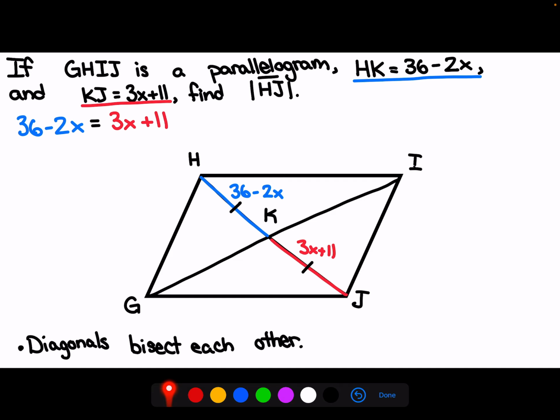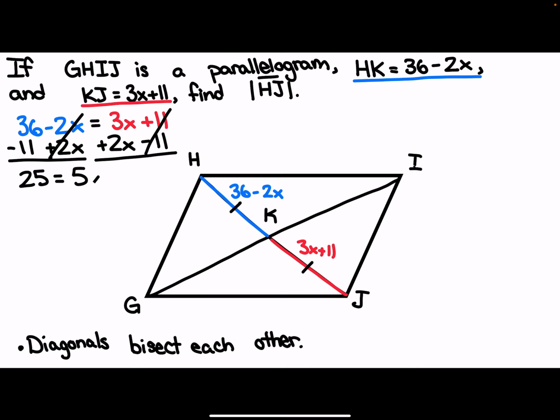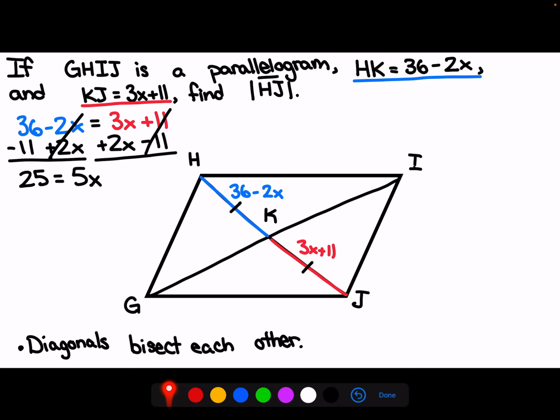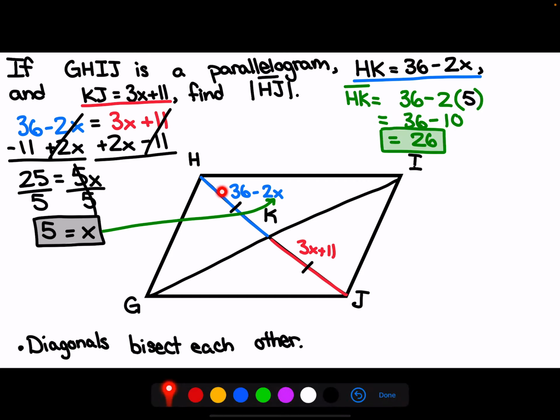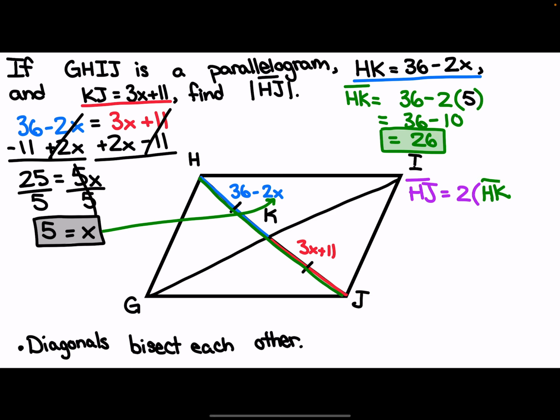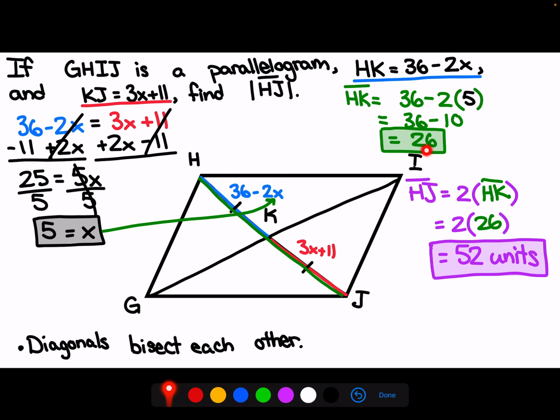From there, I'm going to add 2x to both sides and subtract 11 from both sides, giving me 25 equals 5x. From there, I divide both sides by 5, giving me x equals positive 5. And then I can plug back in. So if I plug 5 back in for x, then I have 36 minus 2 times 5, or 36 minus 10. That will give me 26. So HK is 26. If I double that, I'll have HJ. So HJ is equal to 2 times HK. If HK is 26, 2 times 26 is 52 units total.